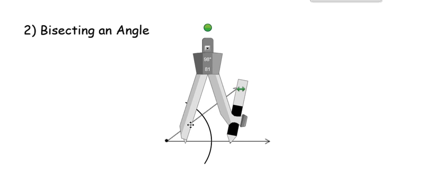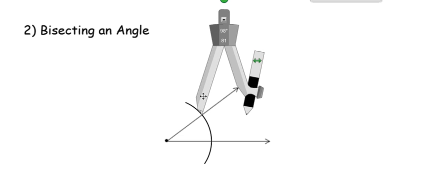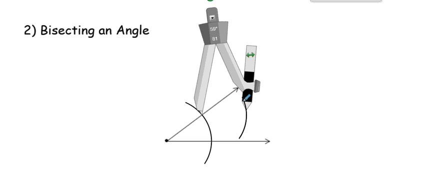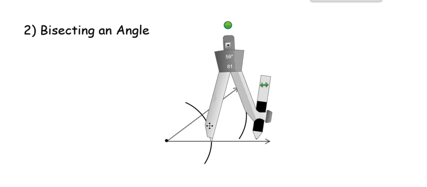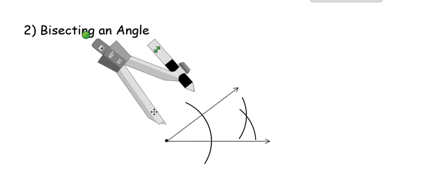and then we're going to swing another arc by placing the point of our compass on one of the intersections without changing the radius of our compass. We're going to swing an arc between both rays and then do the same exact thing with the other intersection. Finally, you can make your angle bisector. Use your straight edge and start at the vertex and make your angle bisector through your intersection.